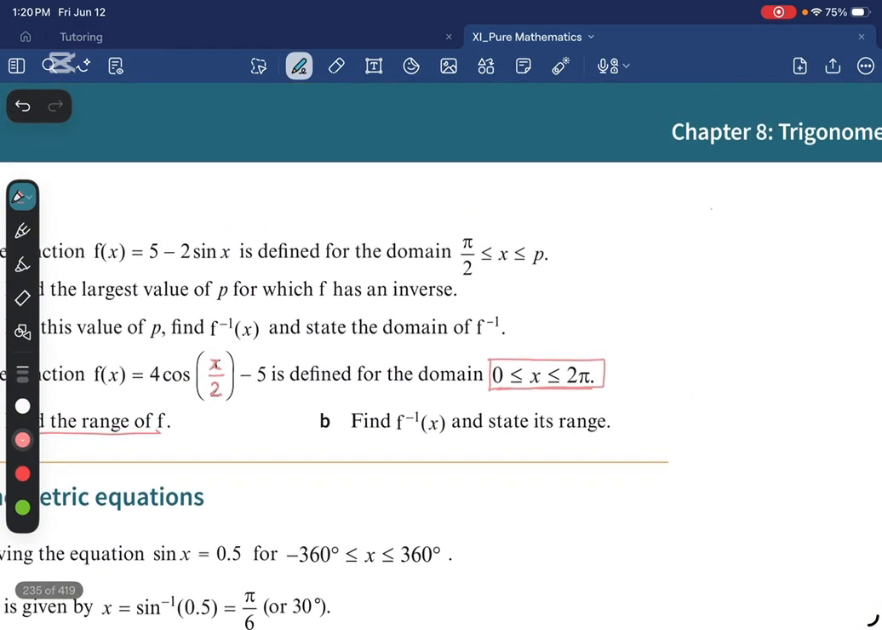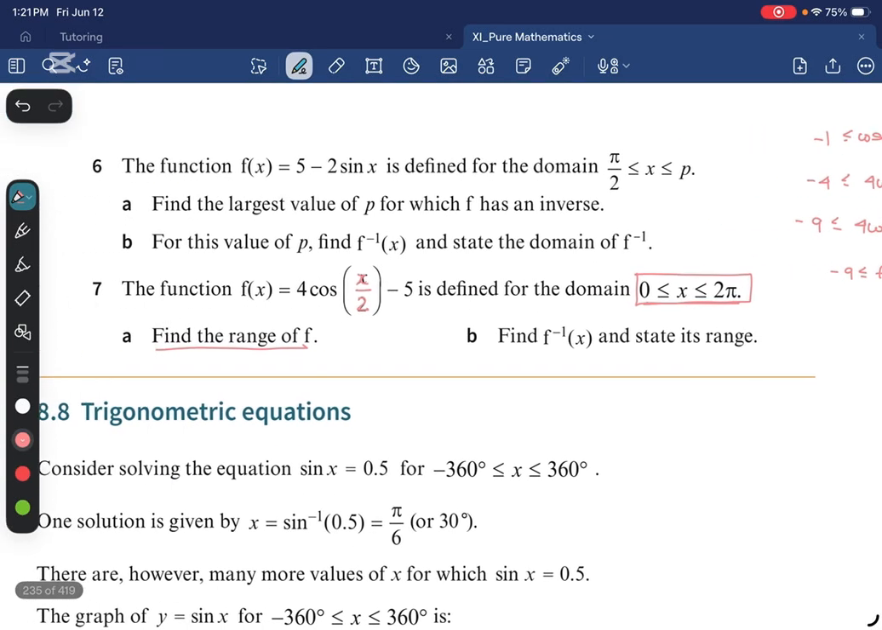All right. So find the range. We know that cosine of x over 2, cosine of any angle is always going to be between negative 1 and 1. So if we multiply by positive 4, the inequality direction does not change. So I get this expression, and I need to subtract 5. And if I do that, I get this. So the range is basically negative 9 to negative 1. All right. That is the range.